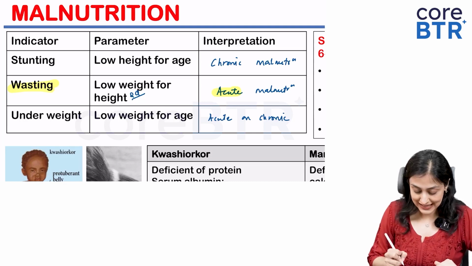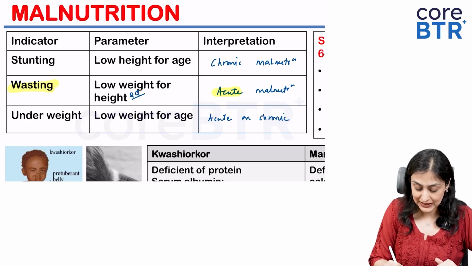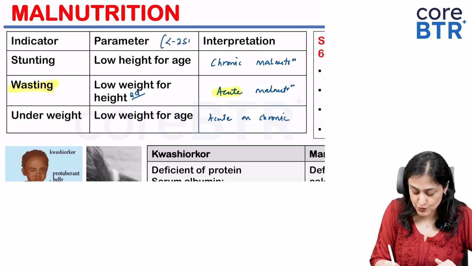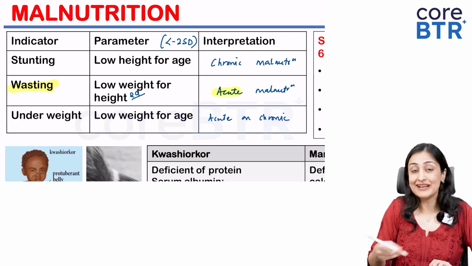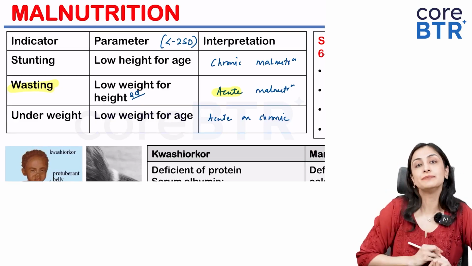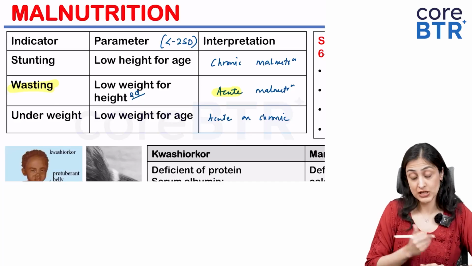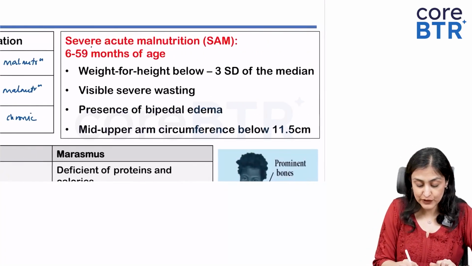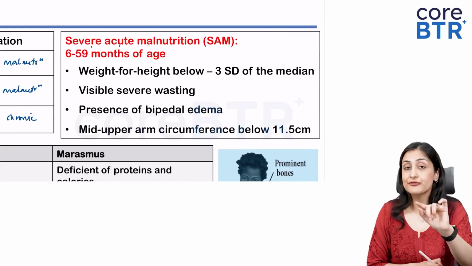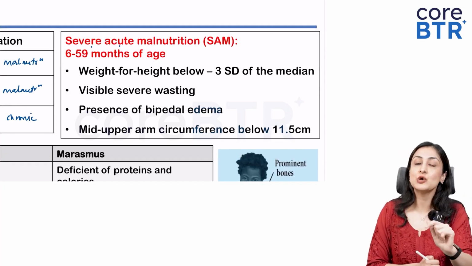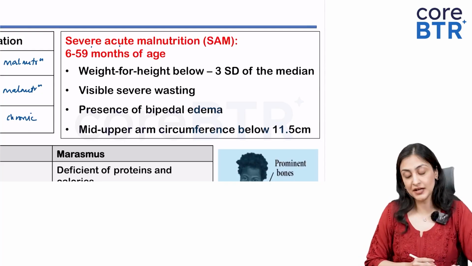Now, can I say any of these values when they are lesser than -2 standard deviation, that is what indicates malnutrition. And when they go lesser than -3, we add the word severe to it. So if I have to define severe acute malnutrition, which parameter will I use? Weight for height, wasting, and how much should it be? Less than -3 standard deviation.